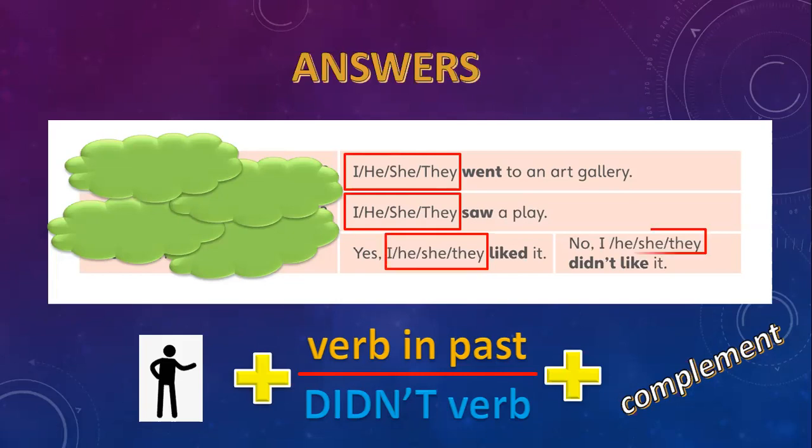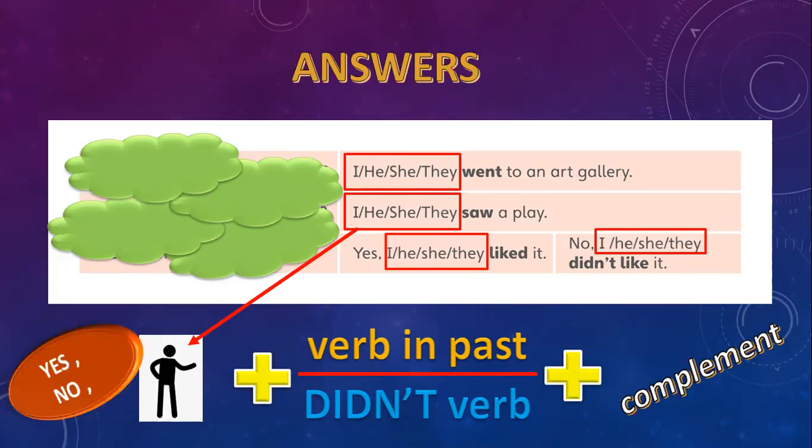Okay, the subject, I, he, she, they, it, is always the first part. It can be a person, an animal, or an object, okay? But all of these are the subject, the first part of the sentence. And as I said, put yes or no at the beginning when you want to give a yes or no answer, for a closed question.